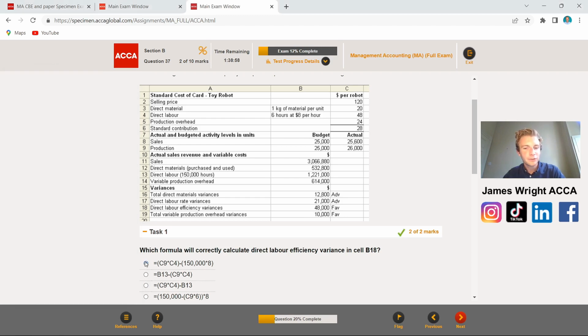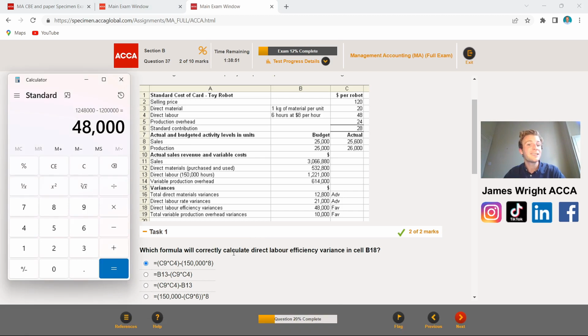If you want to watch the video where I go into a lot more depth, here is a little overview of why the other answers are not correct. For the bottom one, it's calculating exactly the same.